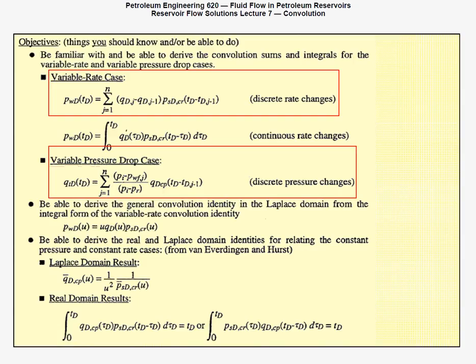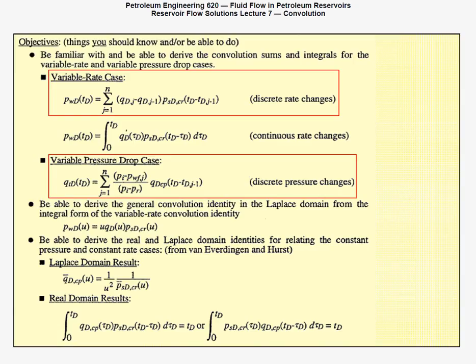Okay, so in a snapshot, the variable rate convolution or the variable rate superposition is in the upper box, and the variable rate pressure drop is in the lower box. And as I mentioned, generally speaking, when we're looking at an integral, the integral is what we call a convolution, and the summation is what we call a superposition. It doesn't really matter, the nomenclature.